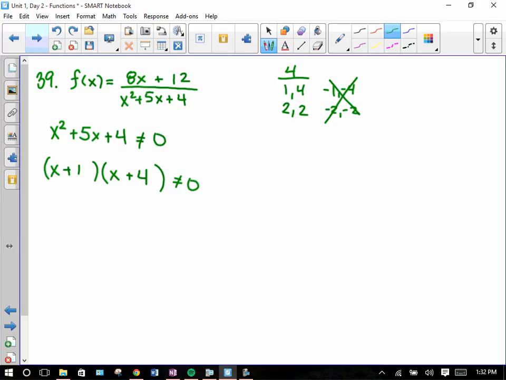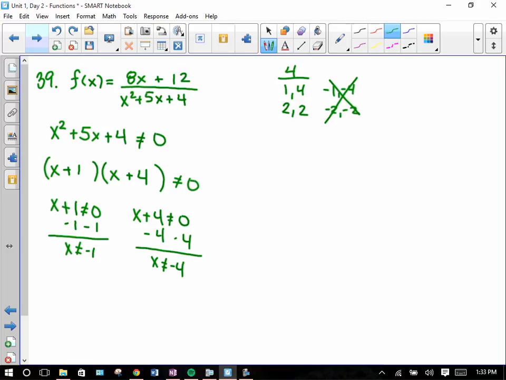Well, I know either this factor, x plus 1, can't equal 0, or x plus 4 can't equal 0. So, how do I figure out what x is? I subtract 1 from both sides. I get x cannot equal negative 1. Over here, I subtract 4. I get x cannot equal negative 4.